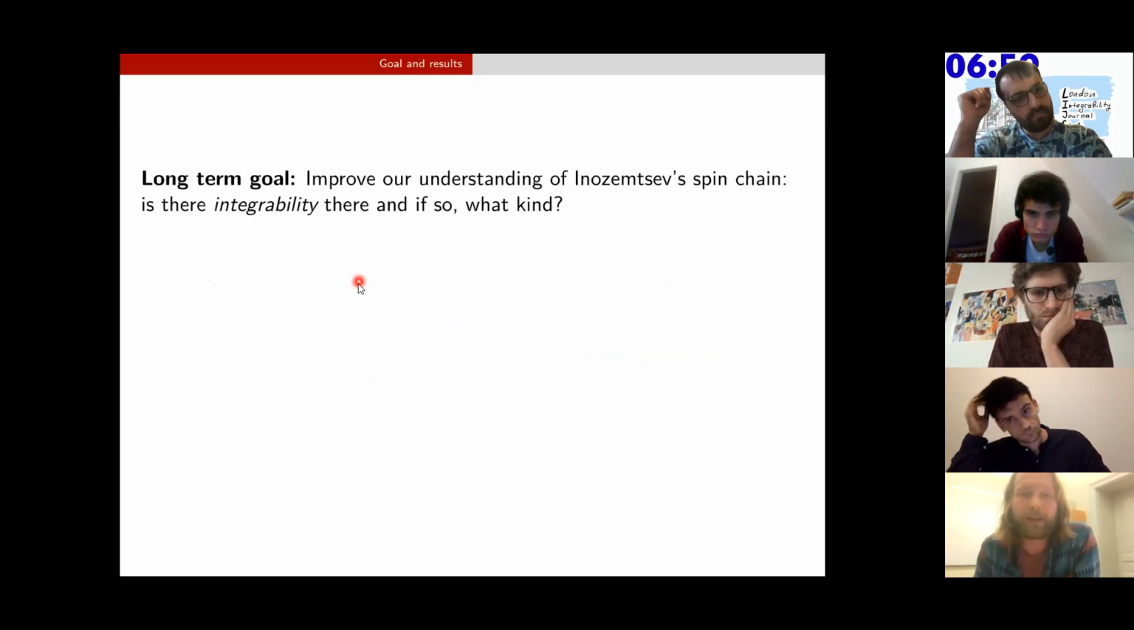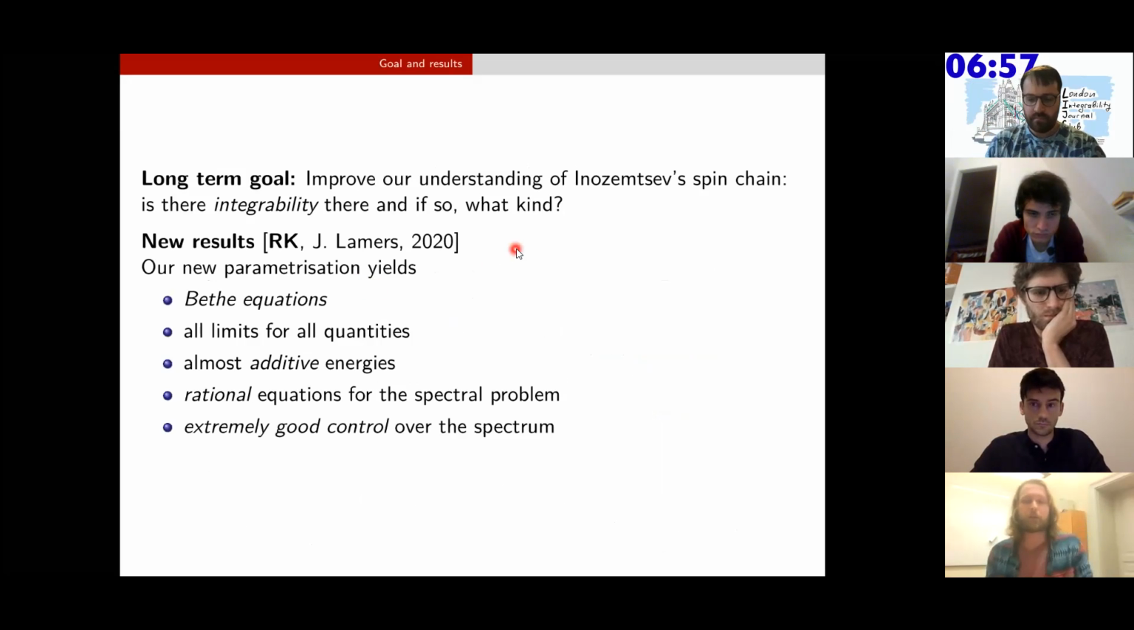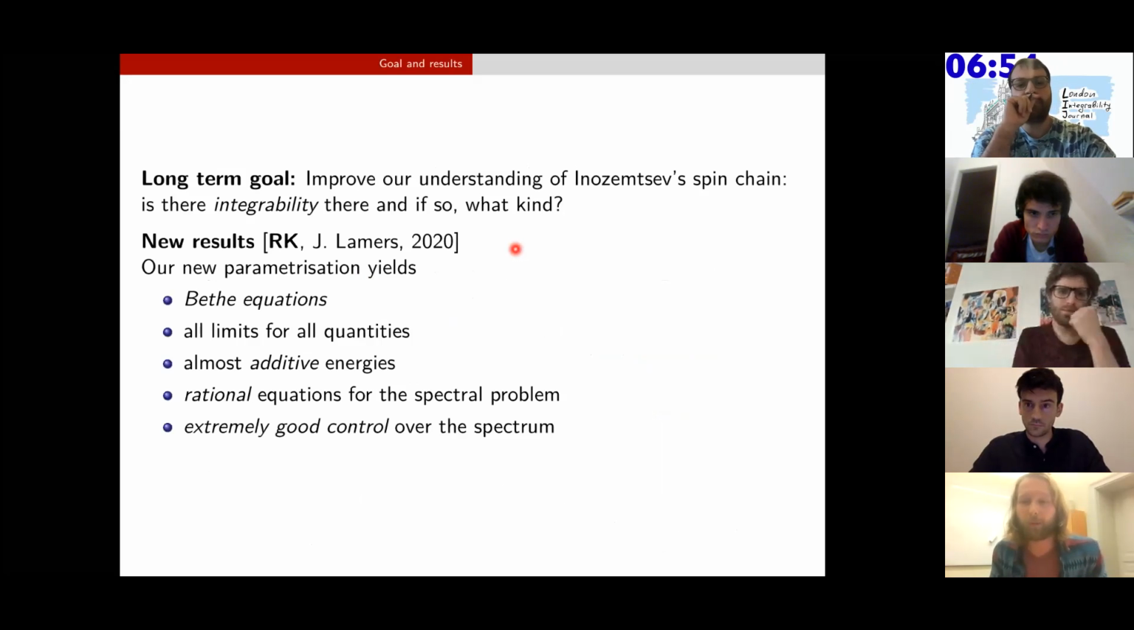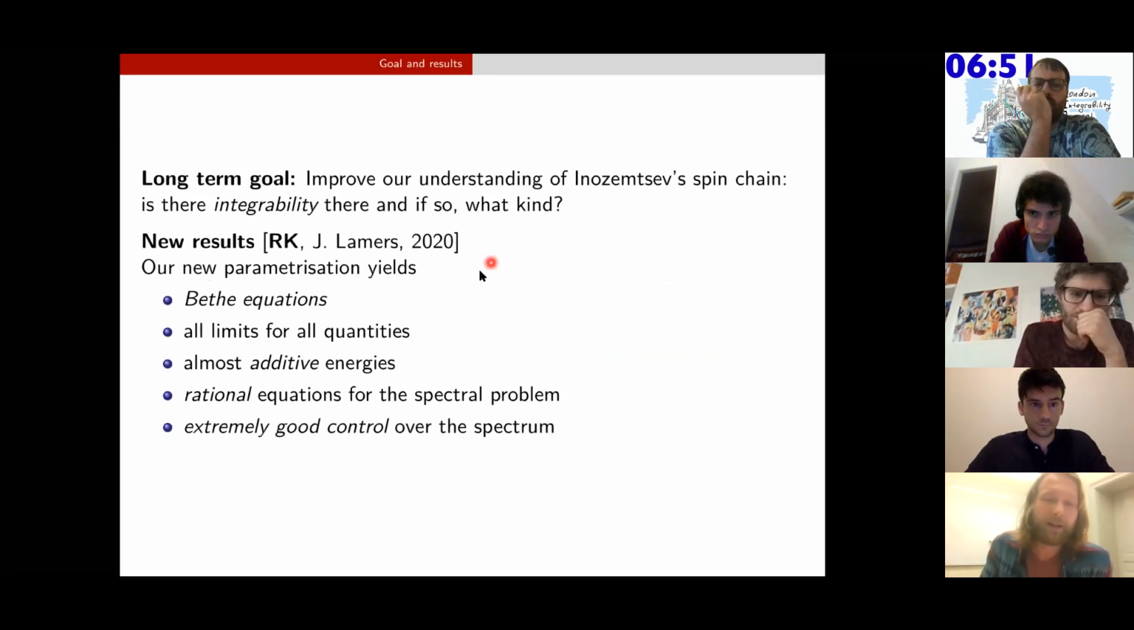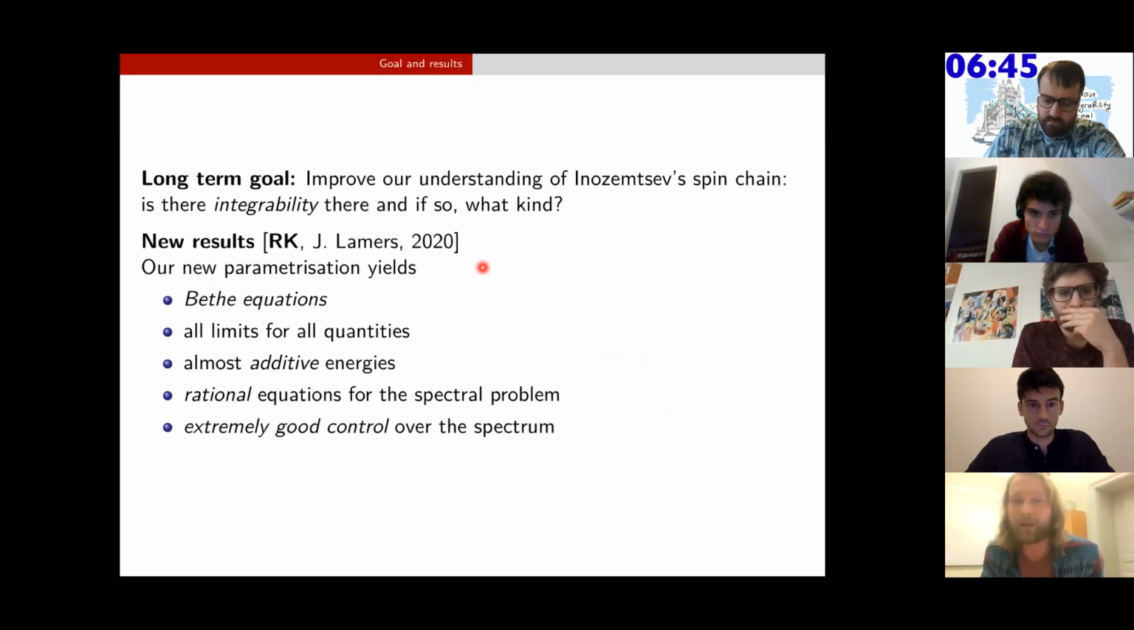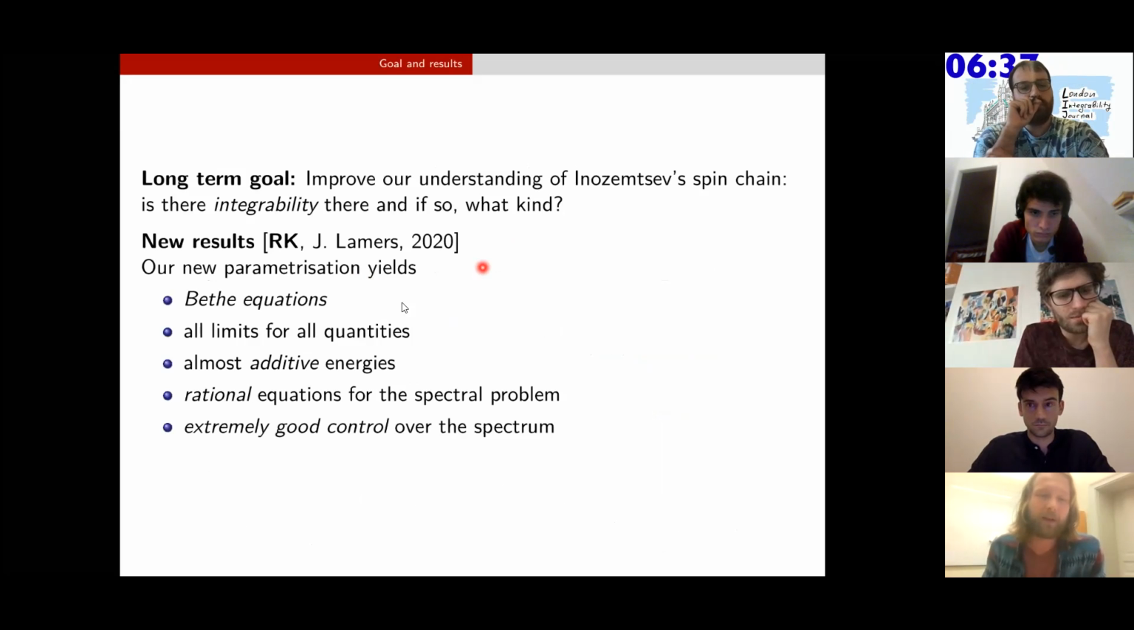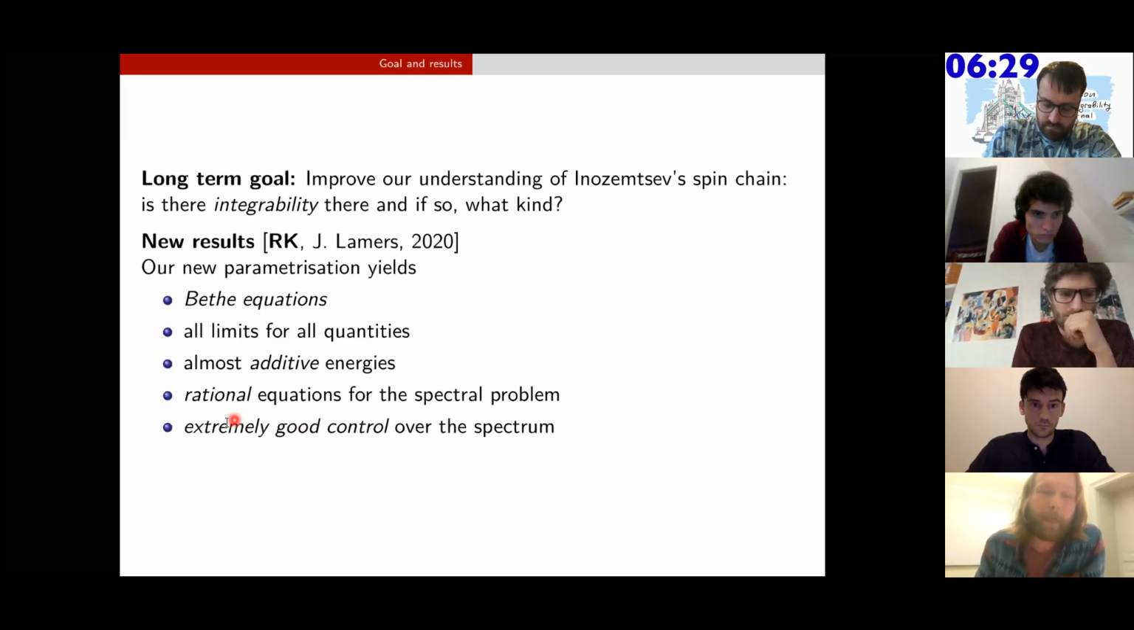And our recent work is a way to answer this question. Basically, it produces a new parametrization of the solution to the spectral problem in the form of some coordinate Bethe ansatz that yields Bethe equations that previously did not exist. It allows you to take limits of all the quantities in the spin chain. It gives you additive energies, at least almost additive as you could possibly wish for. I will show you in a second what I mean. And it gives you rational equations for the spectrum, in the same way that you can get rational equations for the Heisenberg spectrum in terms of rapidities. So all in all, this gives you extremely good control over the spectrum and opens up all kinds of different new directions. Now, how does this work?